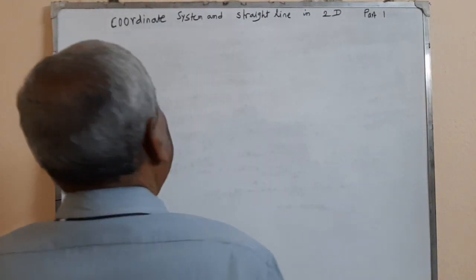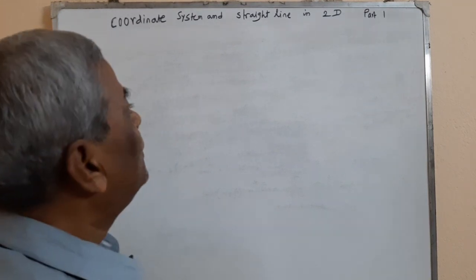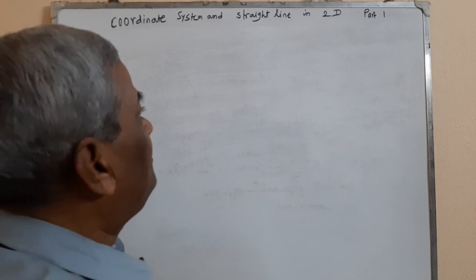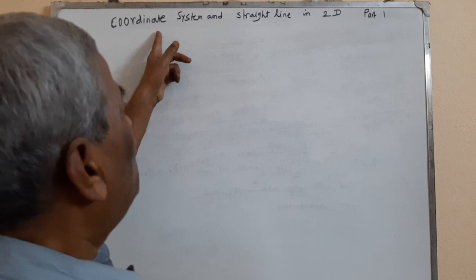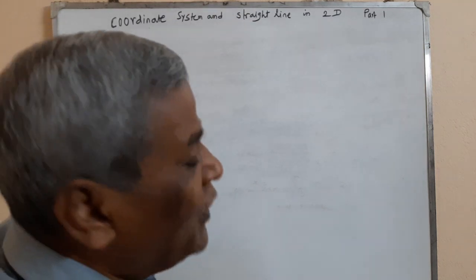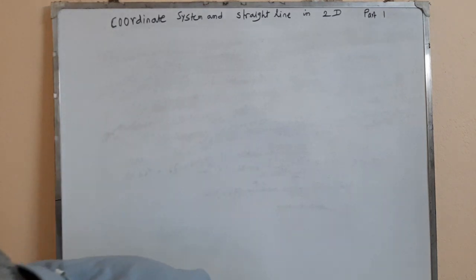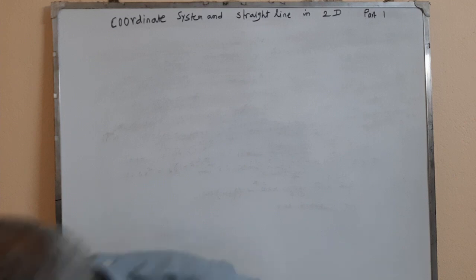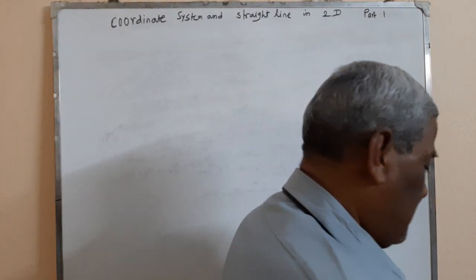Today we take the first chapter of coordinate geometry, and the name of the chapter is coordinate system and straight line together in 2D. Today is the first part of that. So first of all, let us discuss a few results.